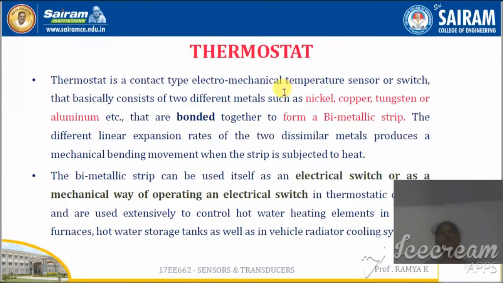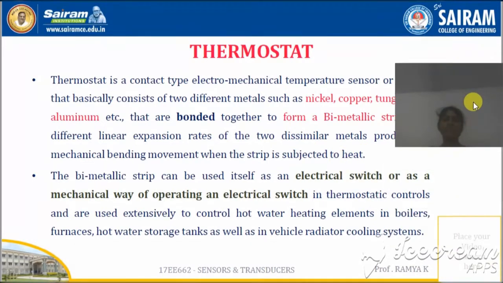The next type of temperature sensor is the thermostat. What is meant by a thermostat? It is a static device with a bimetallic strip, which can be used as an electrical switch, or a mechanical switch can be used to operate as an electrical switch, on the thermostatic principle. Thermostatic controls are used extensively to control hot water heating elements in boilers, furnaces, hot water storage tanks as well as vehicle radiator cooling systems.